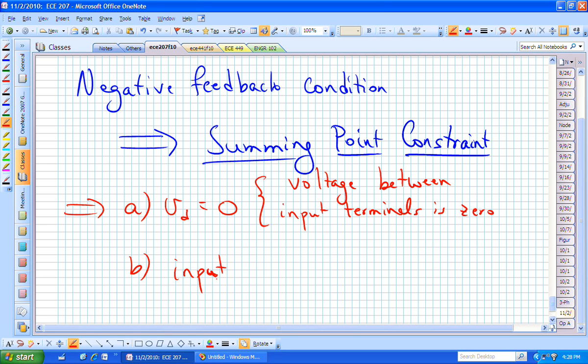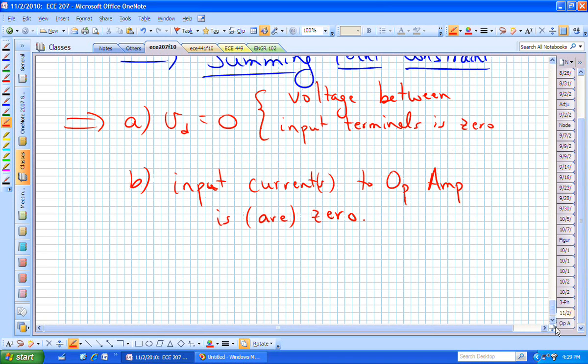This other assumption or condition is true unless we damage the device, and that is that the input currents to the op amp are zero, meaning going into those two pins is zero current. Question?